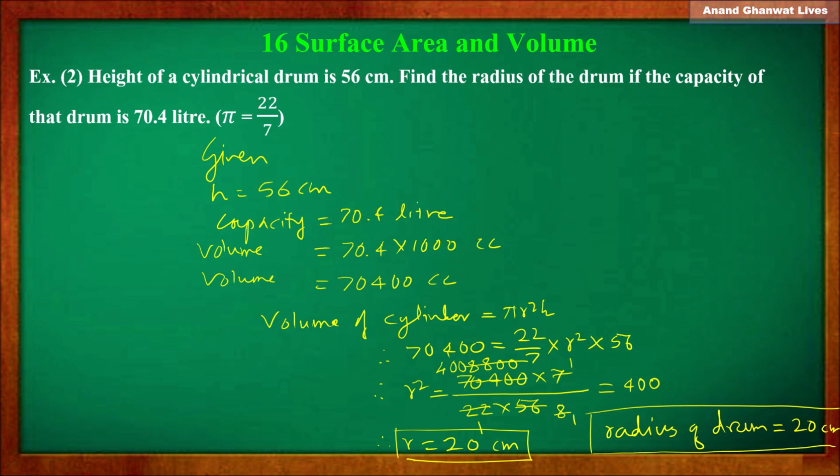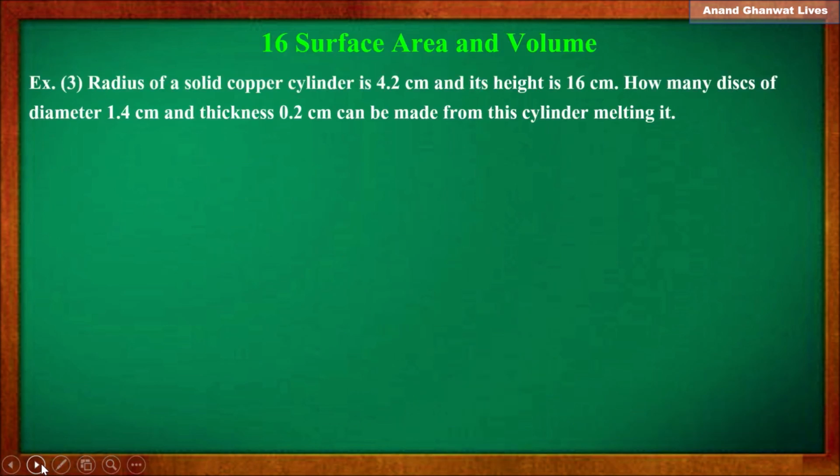Okay, now next, third question is here. Radius of the solid copper cylinder is 4.2 centimeter and height is 16 centimeter. How many small discs of diameter 1.4 centimeter and thickness 0.2 centimeter can be made from this cylinder by melting it?